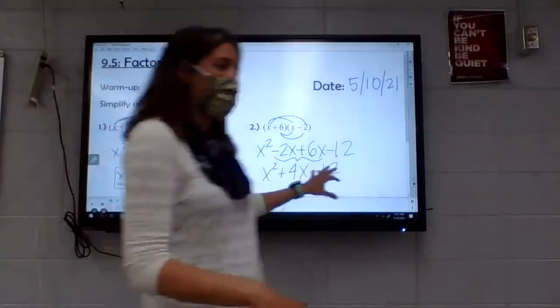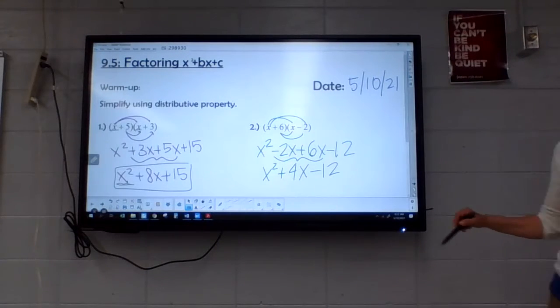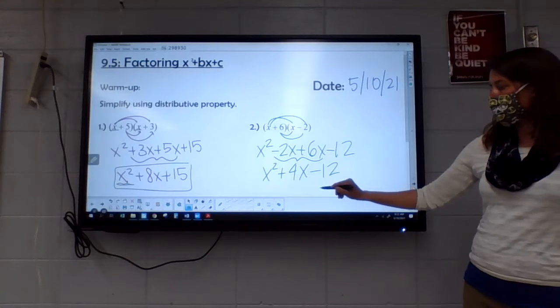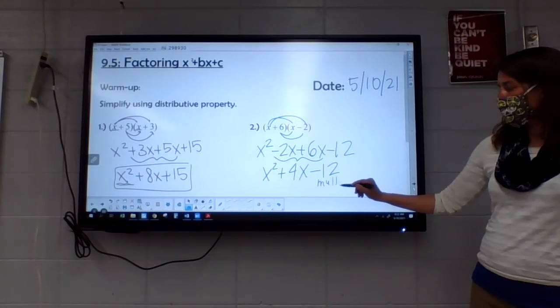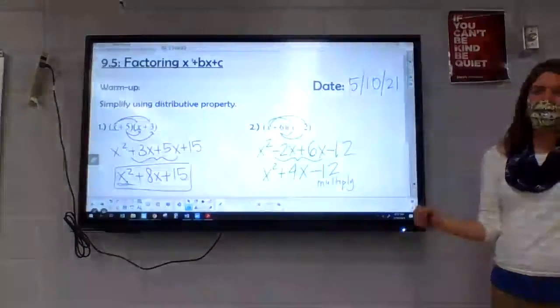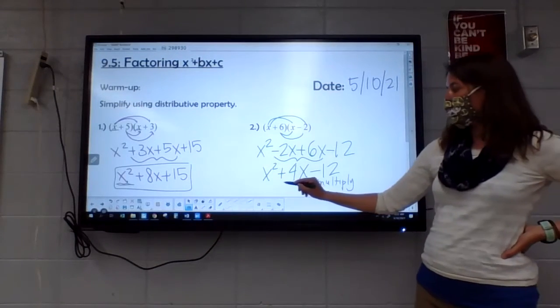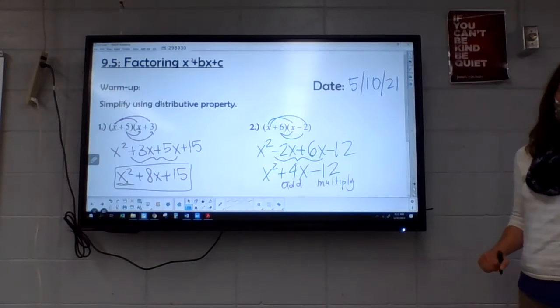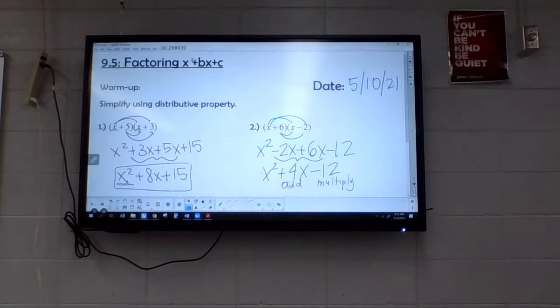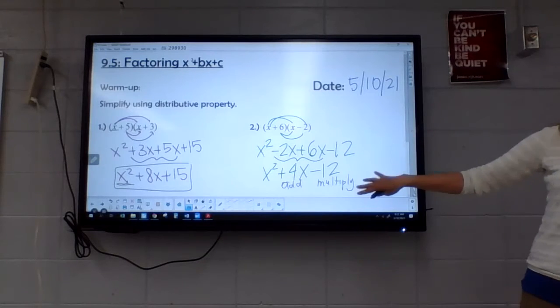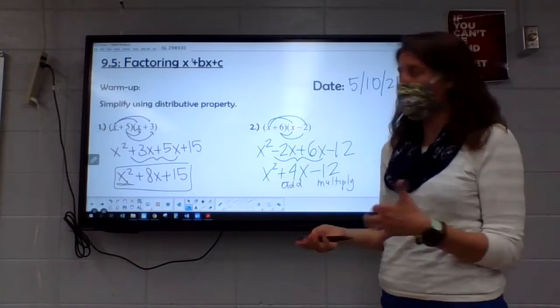It gets a little more complicated when it's negative, because we have 6 and a -2. If I multiply them, 6 times -2 gives me -12. If I add them, it gives me a +4. So we're going to work our way backwards with this. They're not going to give us the factored version, they're going to give us the multiplied version, and we're going to have to go backwards.